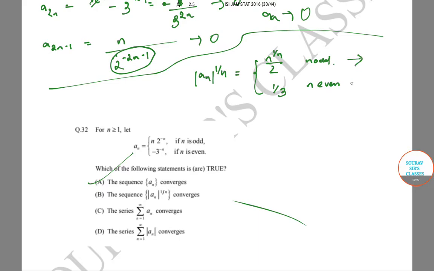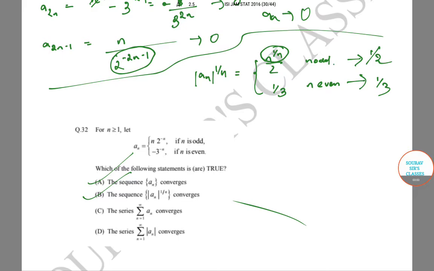Now, let us see where these two subsequences converge. The even subsequence converges to 1 by 3 because it's just a constant subsequence. The other one, n^(1/n), we know always converges to 1, which implies that this converges to half. The two subsequences converge to different constants, which says that the sequence does not converge. If a sequence converges, all its subsequences have to converge, and to the same limit.